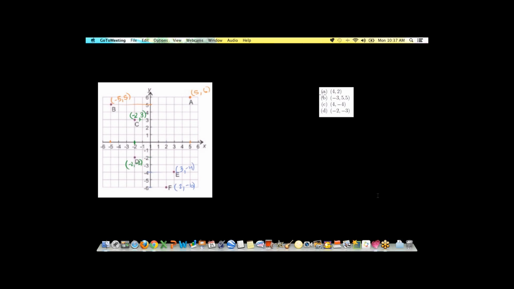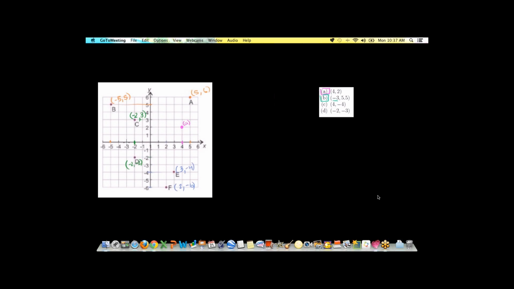Okay. I mean, really, he is just literally counting over, and it's labeled for you. Really pretty easy. Okay, let's keep going. F. The x coordinate is 2. The y coordinate is -6. Hopefully that gives you a sense of at least figuring out the coordinates.